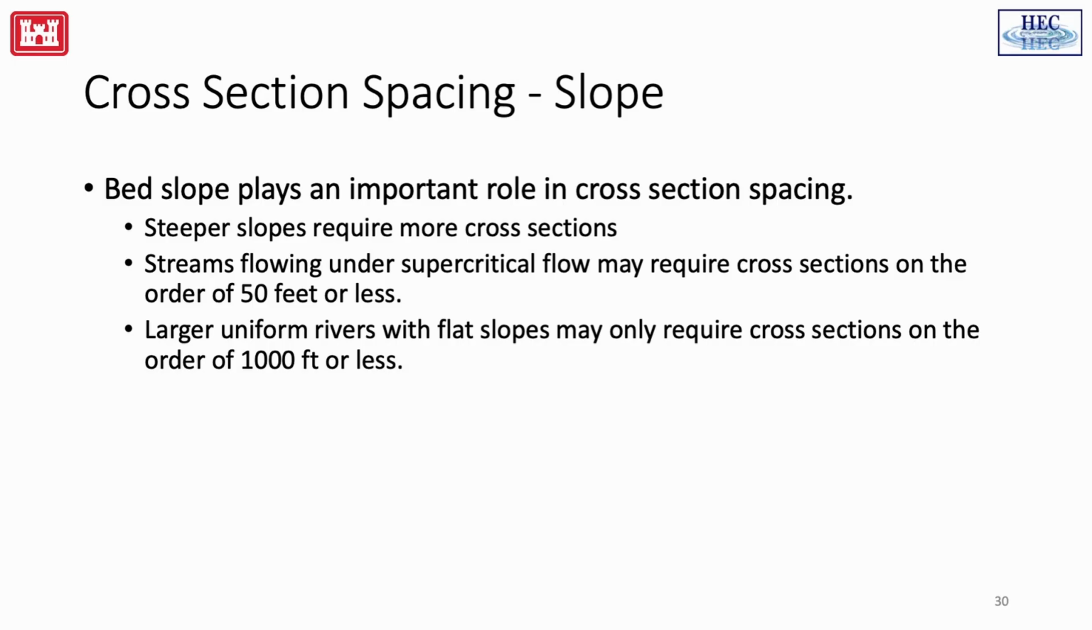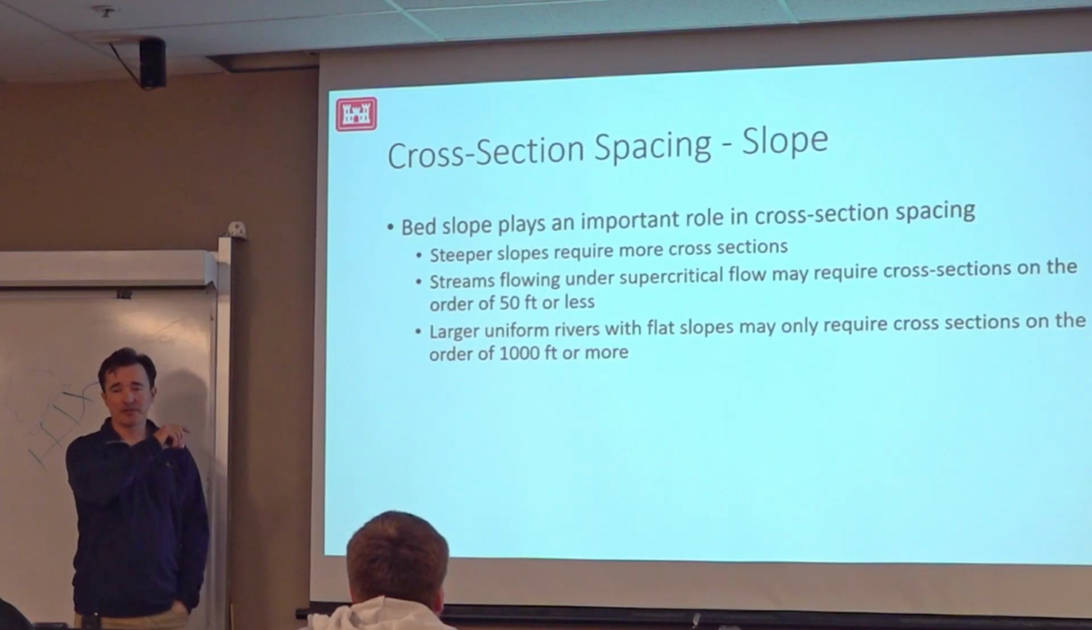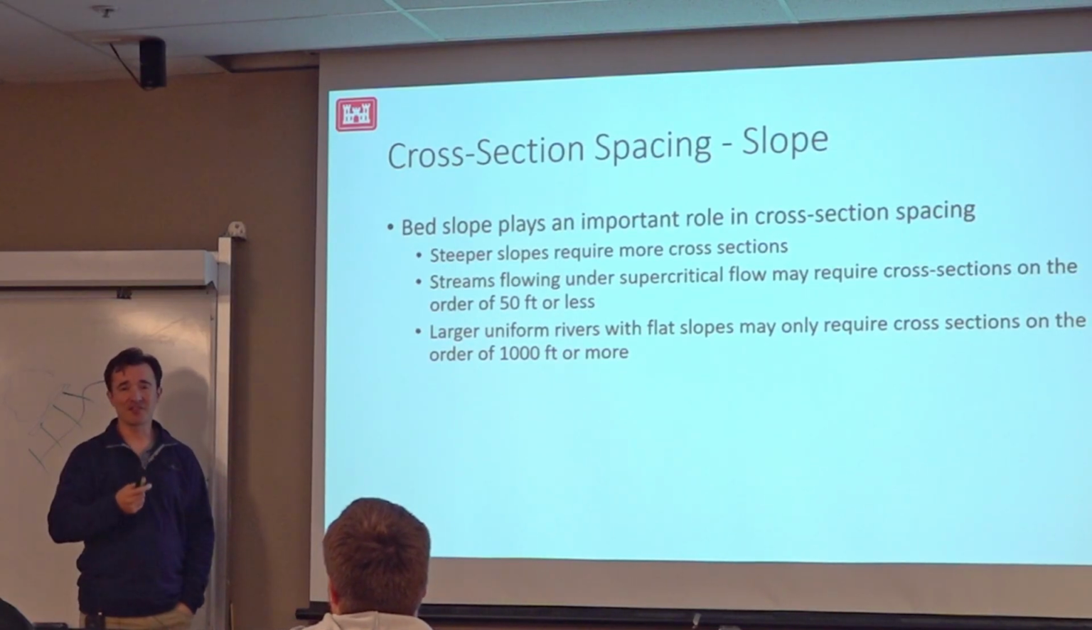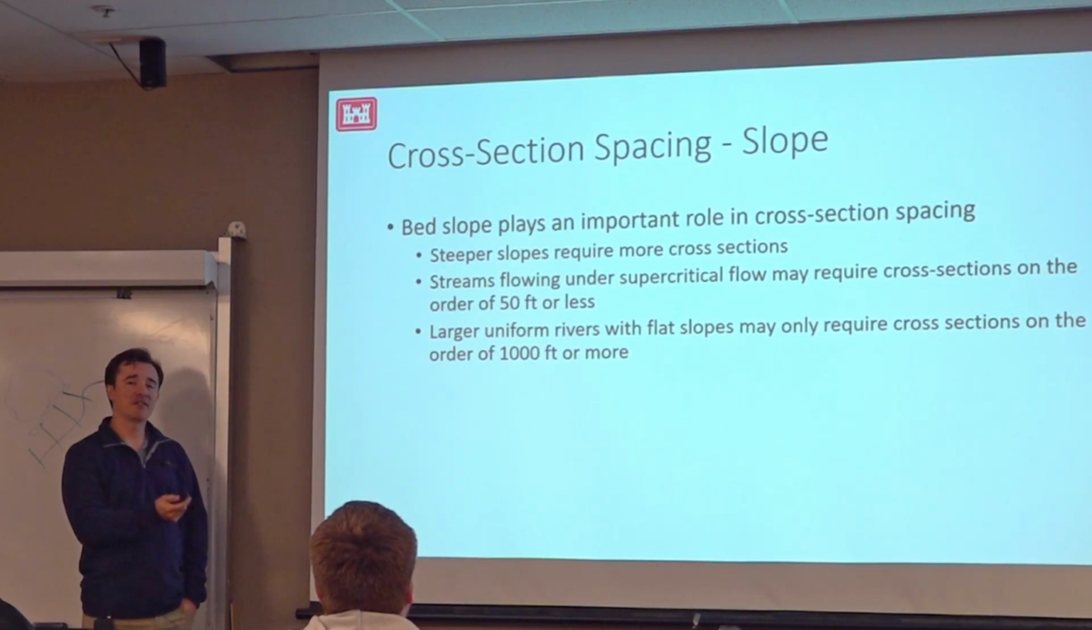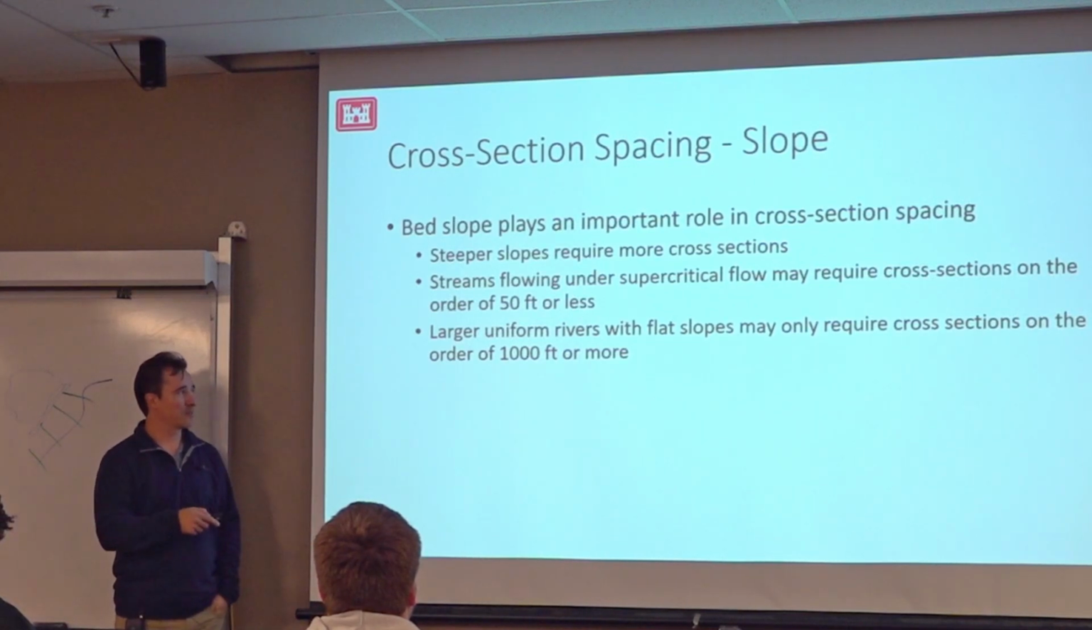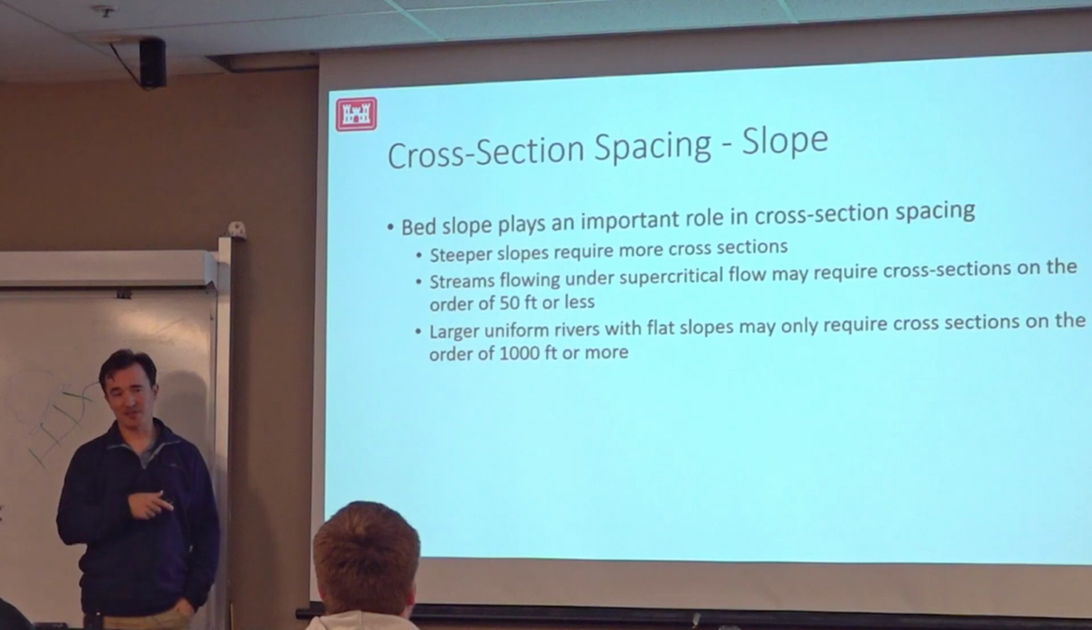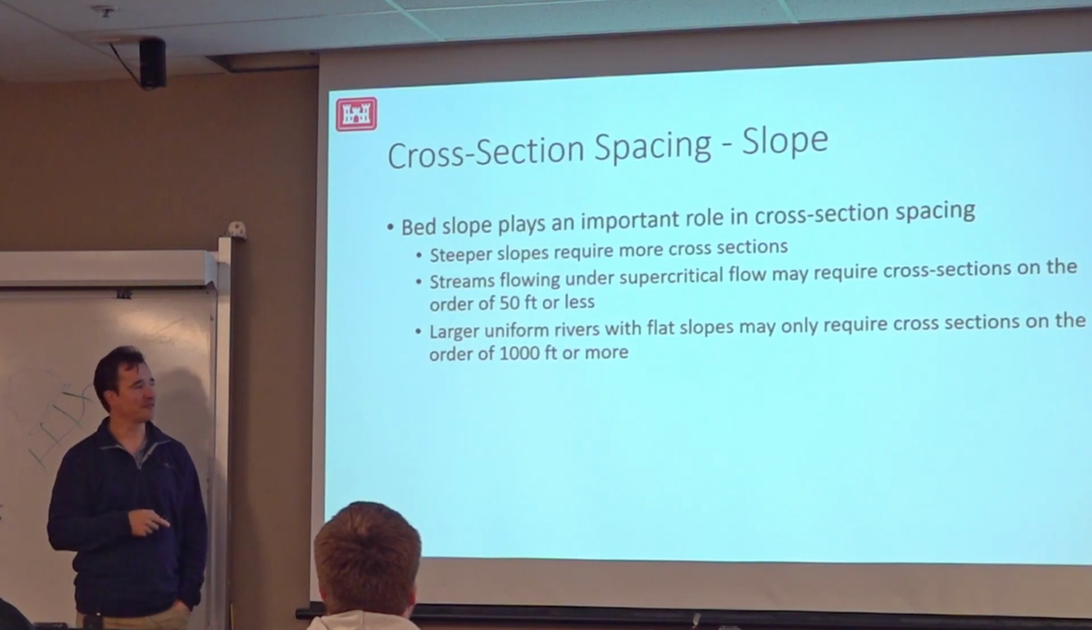Bed slope obviously plays a very important role in the steady flow solution. So areas where you have steeper slopes require a smaller spacing. Places where you have a change in slope will require tighter spacing. Like mountain streams, you could have a cross-section spacing of 50 feet or less, but for large, very flat rivers, like the Missouri, Mississippi, you could have cross-section spacings that are larger than 1,000 feet.